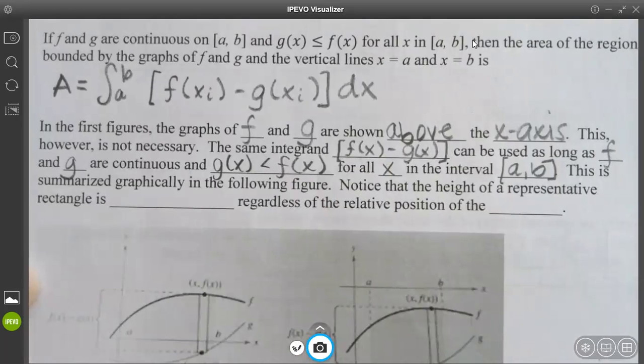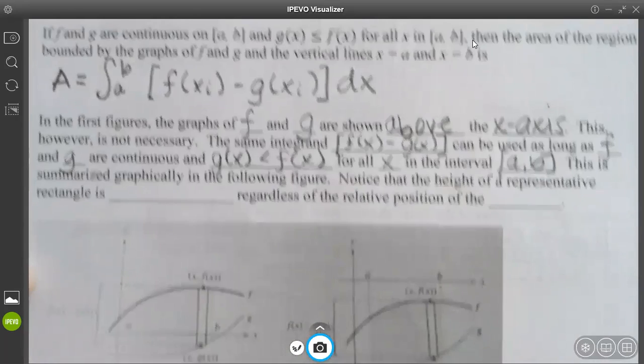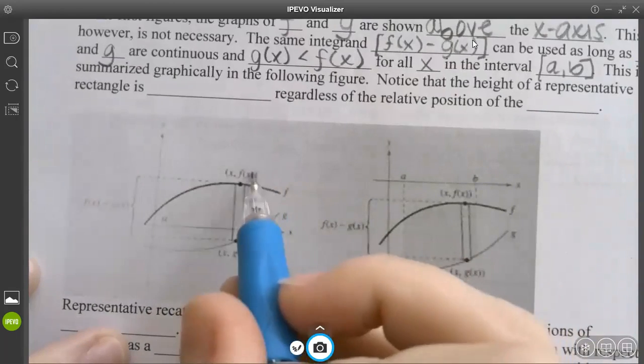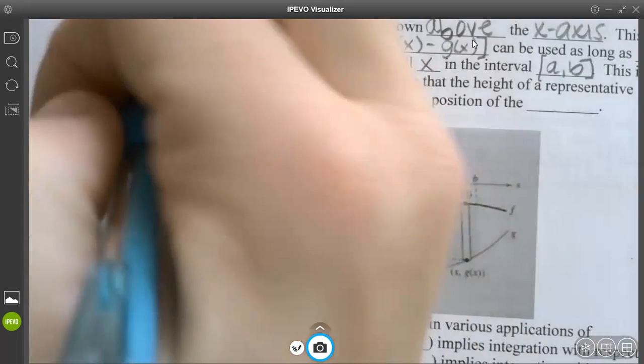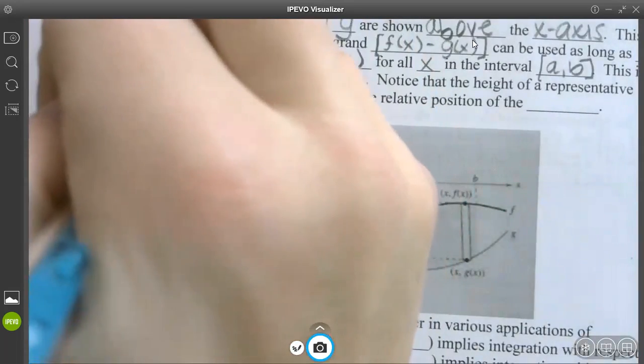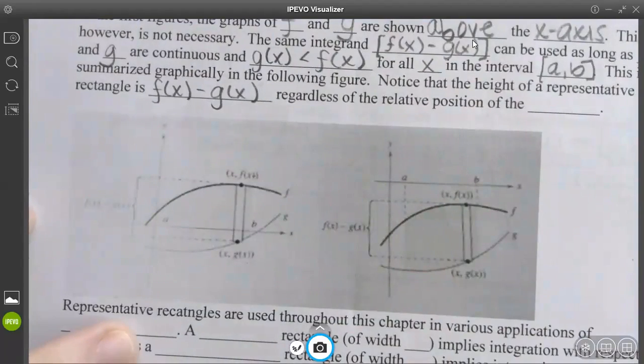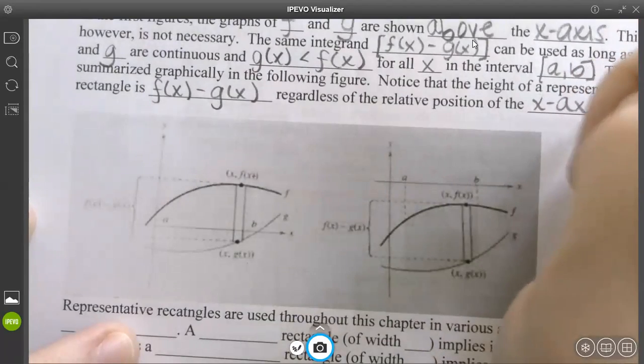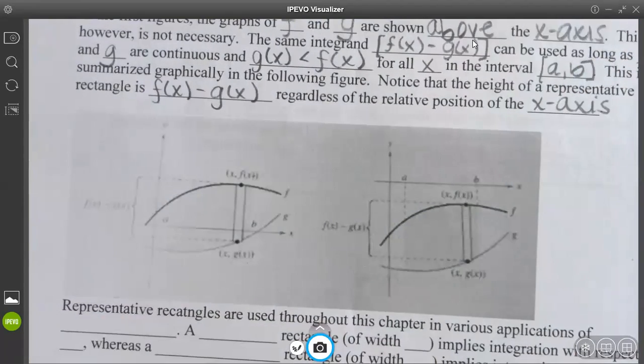Notice the height of the representative rectangle, so you guys can see that rectangle at the bottom. To find it, you would subtract your y coordinates, which are f of x and g of x. So f of x minus g of x, regardless of the relative position of the x-axis. So it doesn't have to be above the x-axis. It can be below it. That's fine, and you're still going to do the same thing.